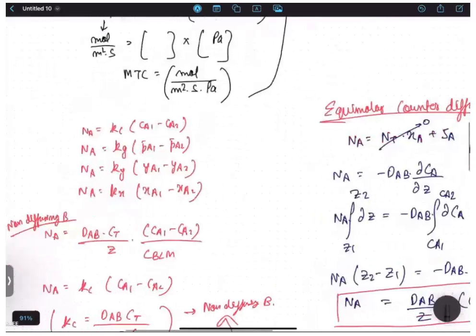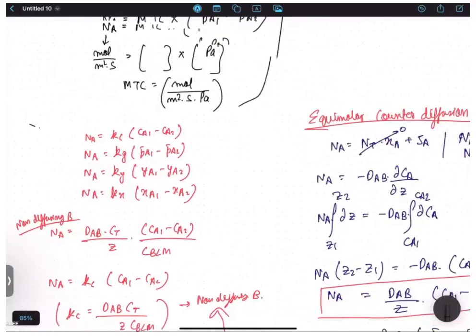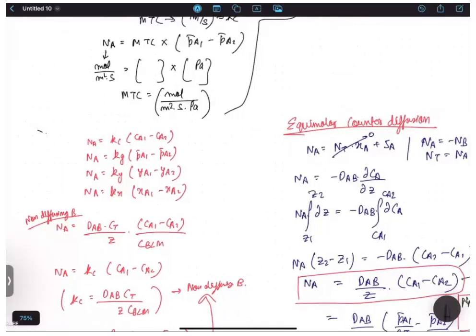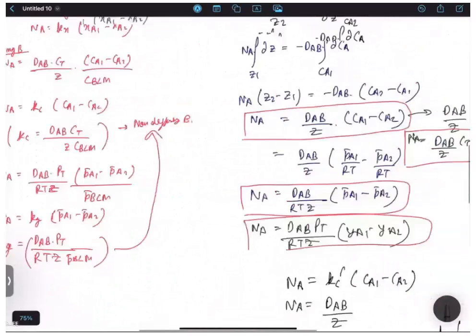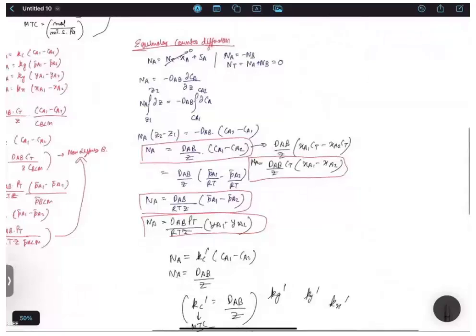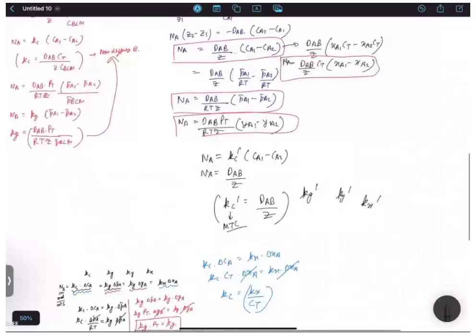Then we said that we can do one more thing. We already have the flux formulas for non-diffusing B and equimolar counter diffusion. So let us compare the flux formulas and find out the mass transfer coefficient for these specific cases. We have found that out also. Yesterday we didn't do this derivation, as I wanted you to do it on your own. If you have done it on your own, you can check it from here. If you have not, then just write it down. So like this, we have found the individual mass transfer coefficients for these specific cases also.